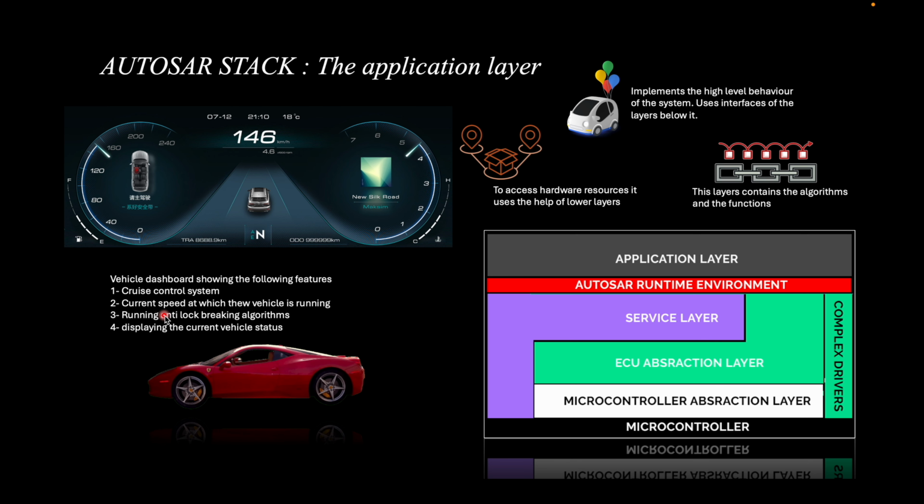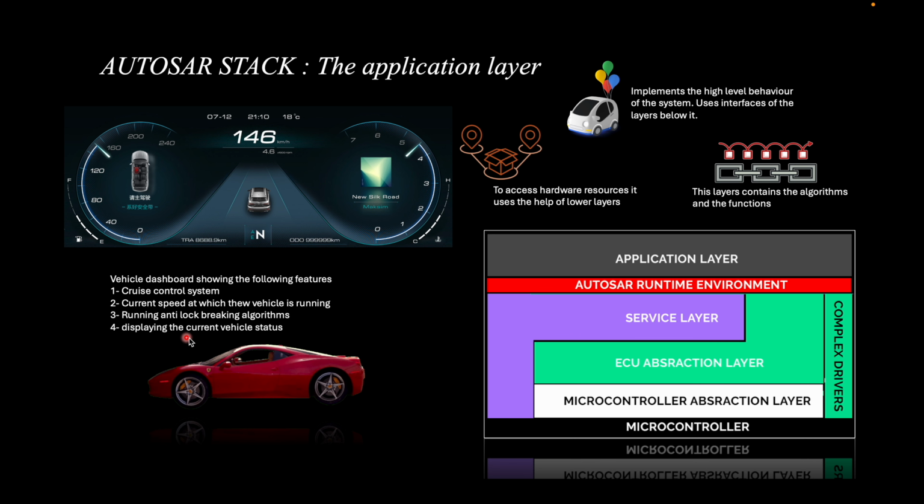And running the anti-lock braking system. So suppose you are running and controlling the anti-lock braking system, then that can be done with the help of some algorithm. So you will be detecting the slip, like how much the vehicle tires are slipping, and based on that you will apply the brake. That is done with the help of some sensing and some actuation, with the help of some algorithm, and that algorithm can run on the application layer for that particular ECU.